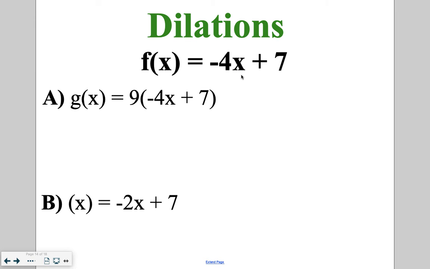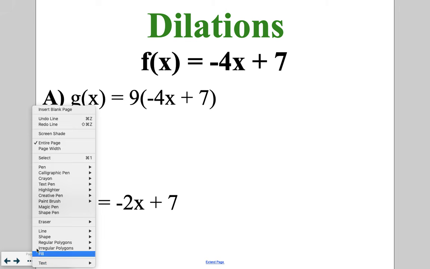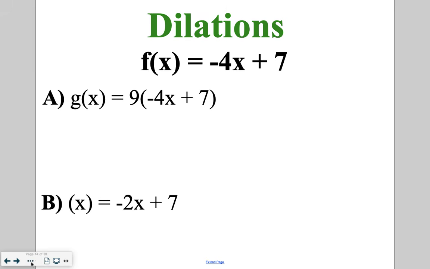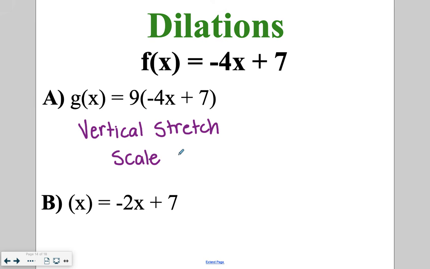So now, looking at these dilation values in an equation. For A here, I've got 9 times 4x minus 7. If you think about it, that's a distributive property. That's going to change both your slope and your y-intercept. If you are changing both the slope and the y-intercept, that is going to be a vertical dilation. Because our number is bigger than 1, it's going to be a vertical stretch. And when you're dealing with dilations, you want to talk about the scale, so exactly what is changing. So we're going to say scale of 9.